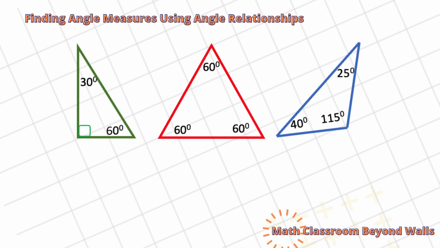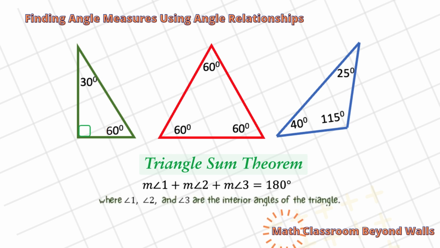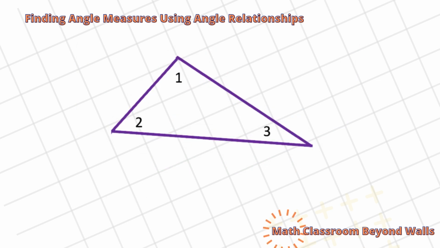These can be represented mathematically this way. The measure of angle 1 plus the measure of angle 2 plus the measure of angle 3 equals 180 degrees. This is the Triangle Sum Theorem, where angle 1, angle 2, and angle 3 are the interior angles of a triangle. Look at this triangle, learners.